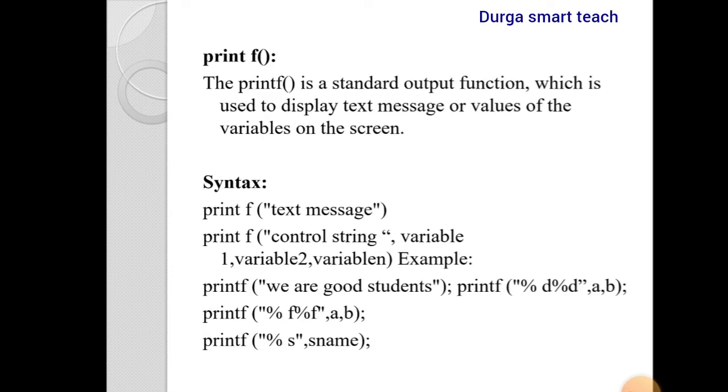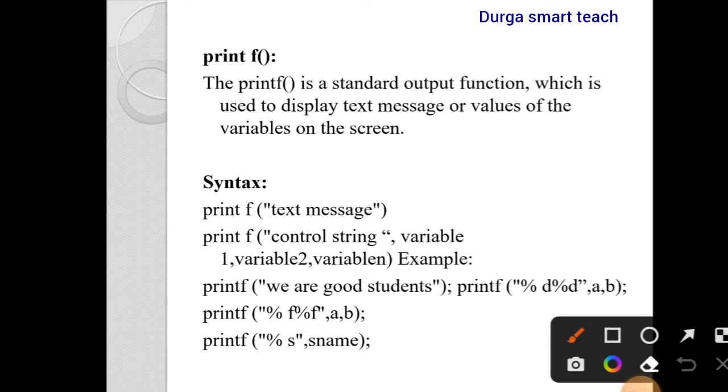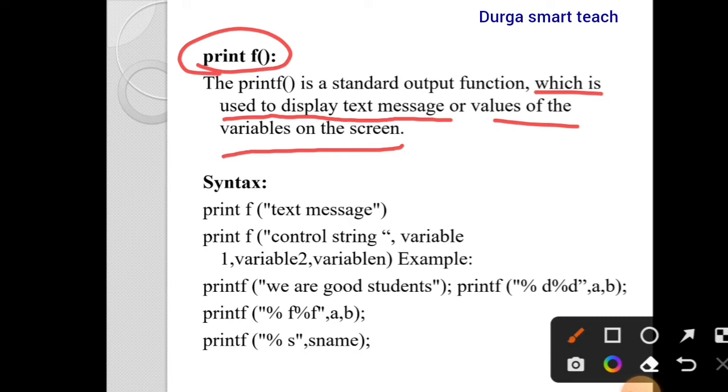Let's see the output statement. It is used to display text messages or values of the variables on the screen. If you want to display any information or any value on the screen, then you need to use the printf statement. The printf statement is a standard output statement, a formatted output statement. Here the syntax is simple: printf, and in double quotations, the message. If you want to display the value of any variable, then you need to use printf, control string, variable 1, variable 2, up to variable n.